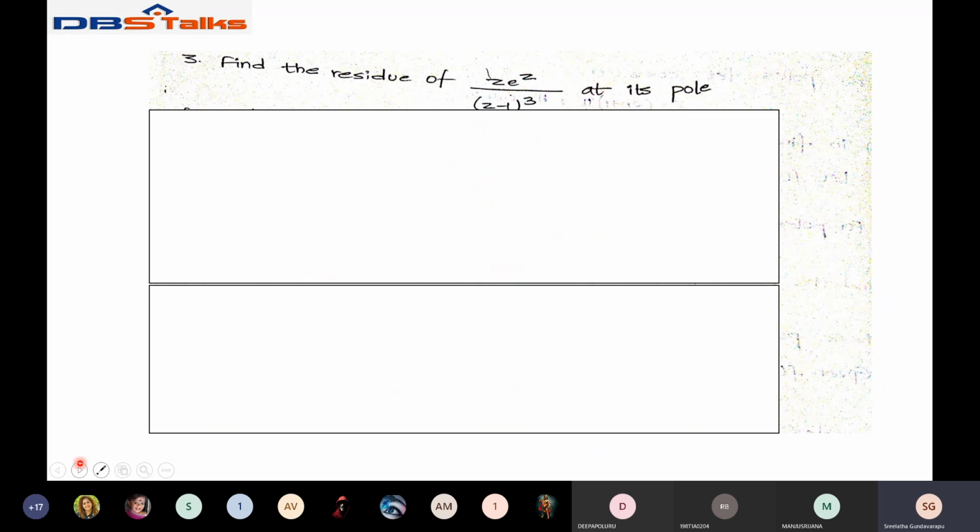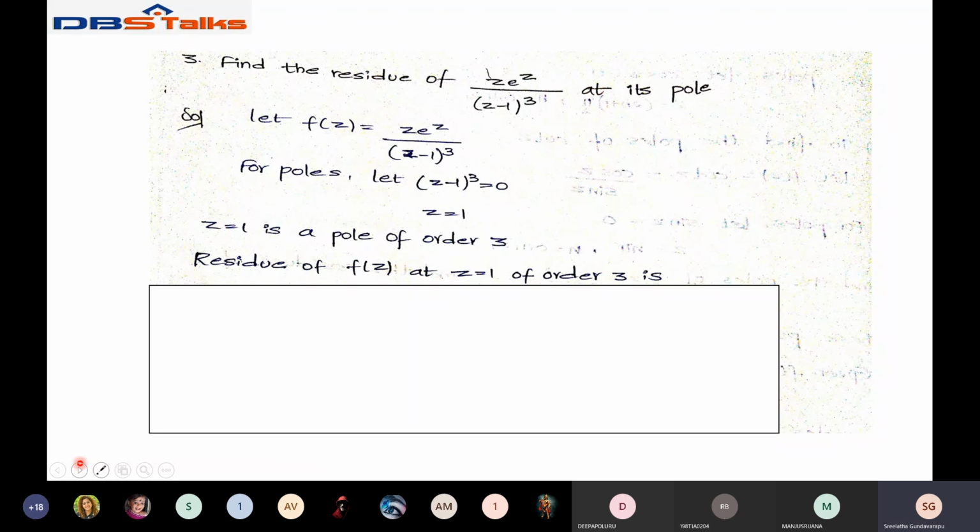Next problem is to find the residue of z e power z by (z minus 1) whole cube at its pole. First, to find the poles of the given function, let f of z is z e power z by (z minus 1) whole cube. For finding the poles, let the denominator (z minus 1) whole cube equal to 0, z equal to 1. So (z minus 1) whole cube means this is of order 3.